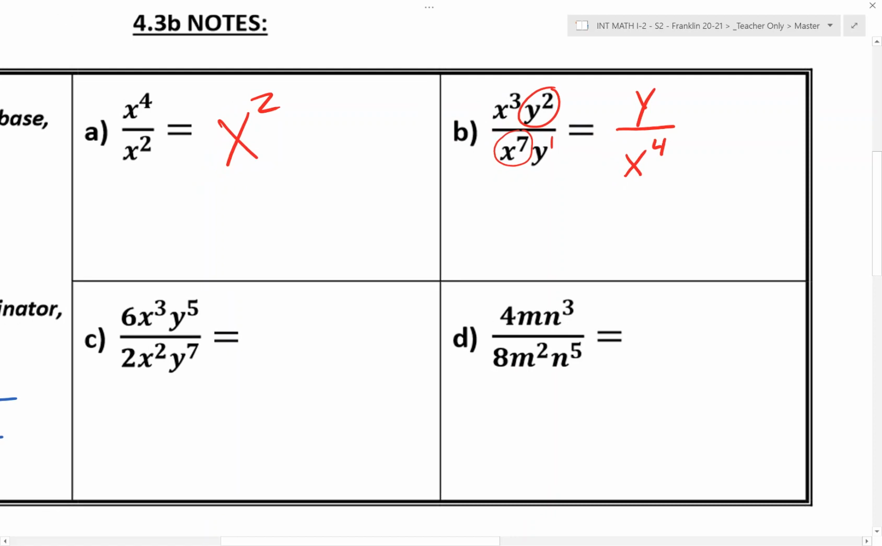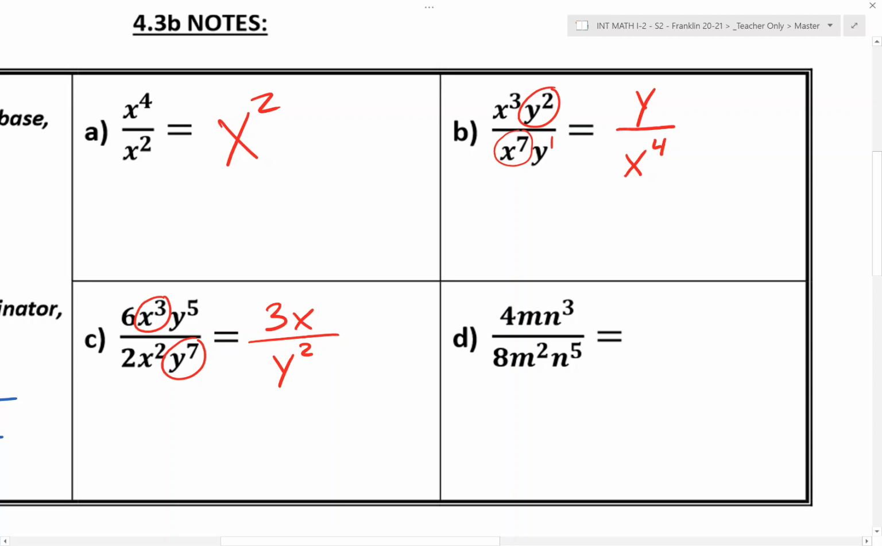For part C, now with coefficients, these get divided as normal. So 6 divided by 2, that's 3. So we have a 3. And then x cubed over x squared, 3 minus 2 is 1, and the bigger one's on top, so that's where it belongs. And then y to the 5th over y to the 7th, 7 minus 5 is 2, and the bigger one is on the bottom, so we need a y squared on the bottom of our fraction. So wherever the bigger exponent is in your division, that's where the answer ends up.